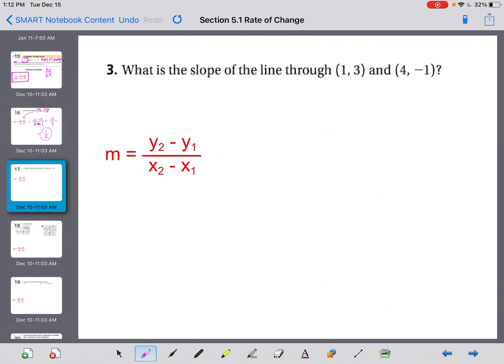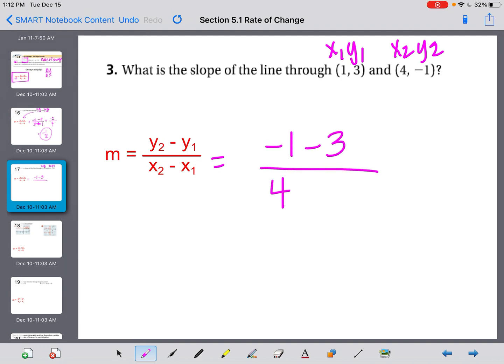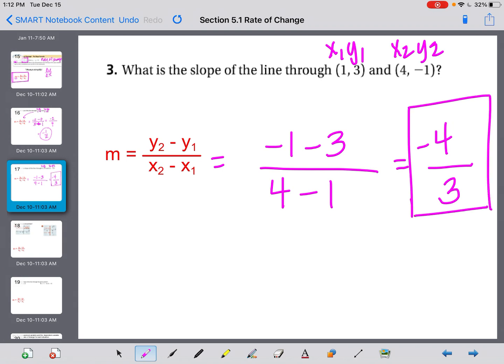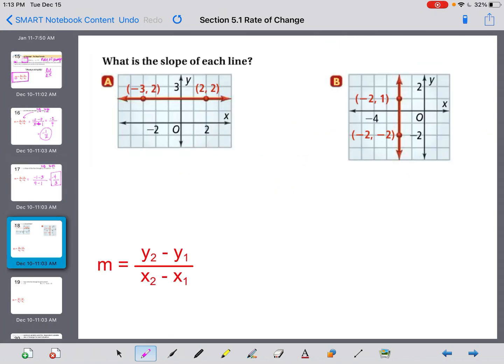Okay, the slope of the line through 1, 3, and 4, negative 1. This is x1, y1, x2, y2. So when I plug these in, on the top I will have negative 1 minus 3, and on the bottom I will have 4 minus 1. That leaves me with negative 4 over 3 for my slope. Never turn slope into a mixed number because then you won't have a rise over run anymore. Leave it as an improper.